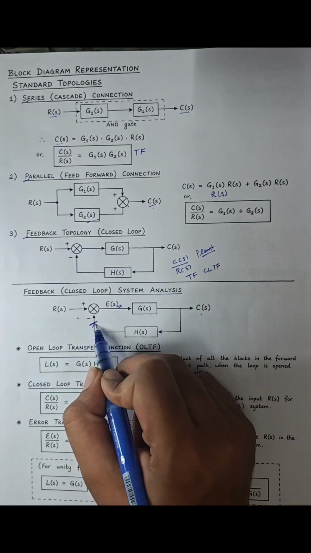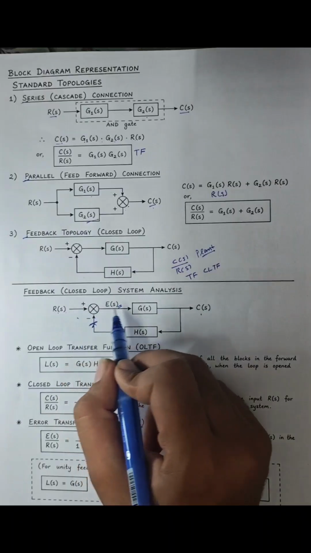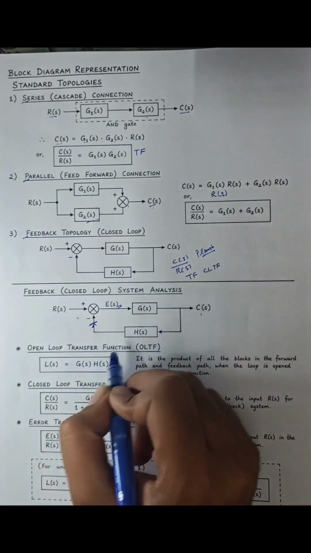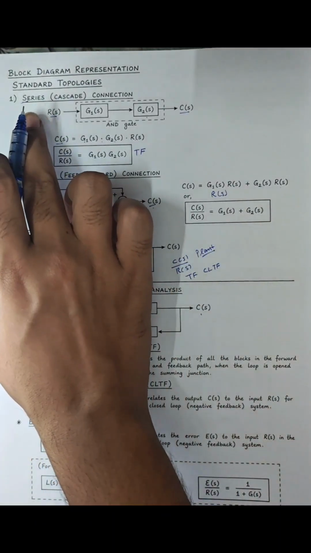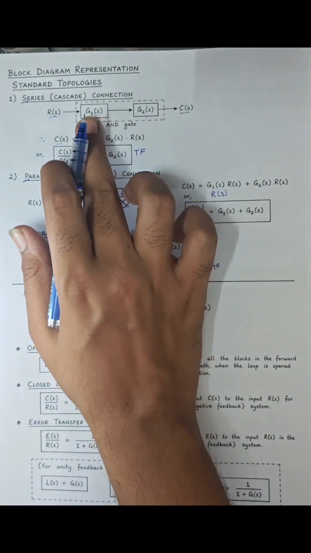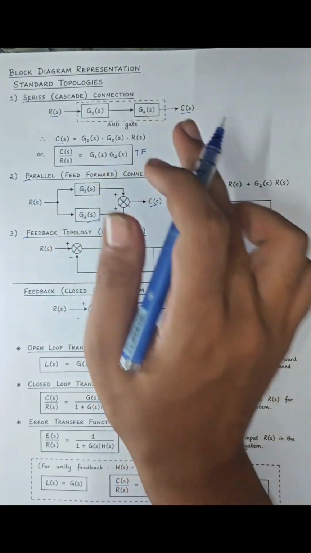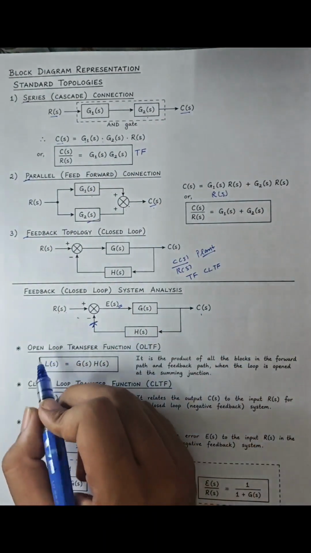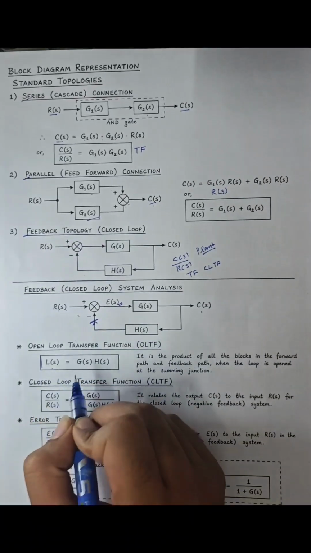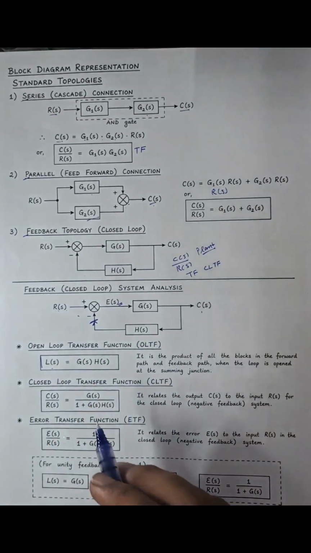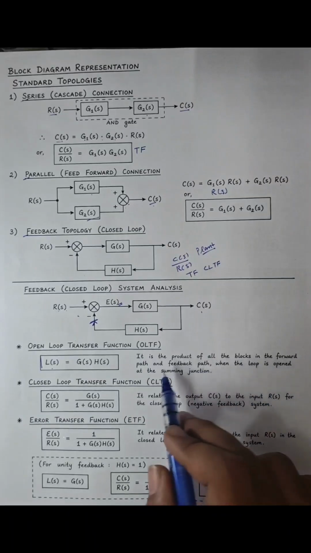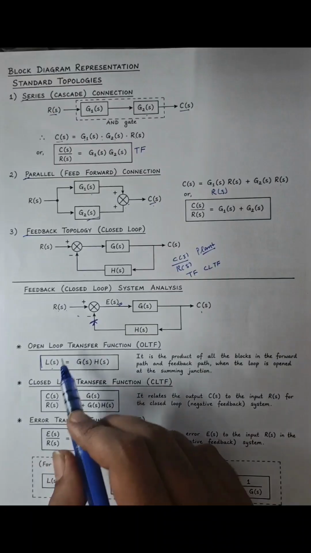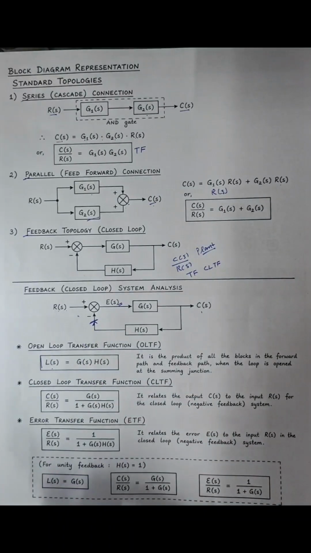If we break the loop from here, the R(s) will go to G(s) and H(s), and the transfer function is broken. This is known as the open loop transfer function. And the gain, if we see from the series topology, if we have G1 and G2 as a cascade network, this will become G(s) and H(s) in cascade. The open loop transfer function will become L(s) equals G(s) into H(s). So it is the block in the forward path and the feedback path when the loop is opened at the summing junction. So this is clear.